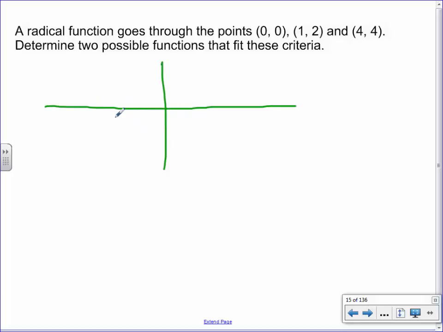I'm just going to plot these points. 0, 0 would be right at the origin. Then 1 would be going through 2. And then 4 goes through 4.